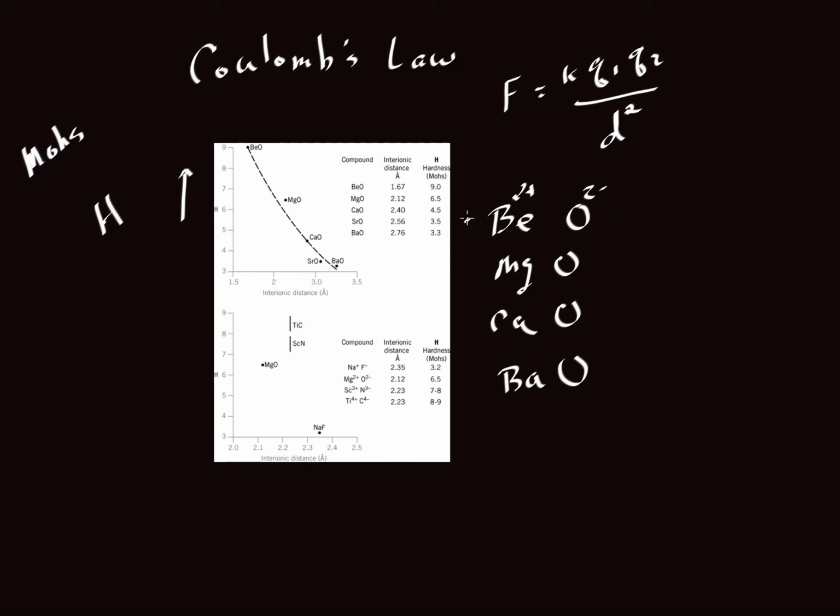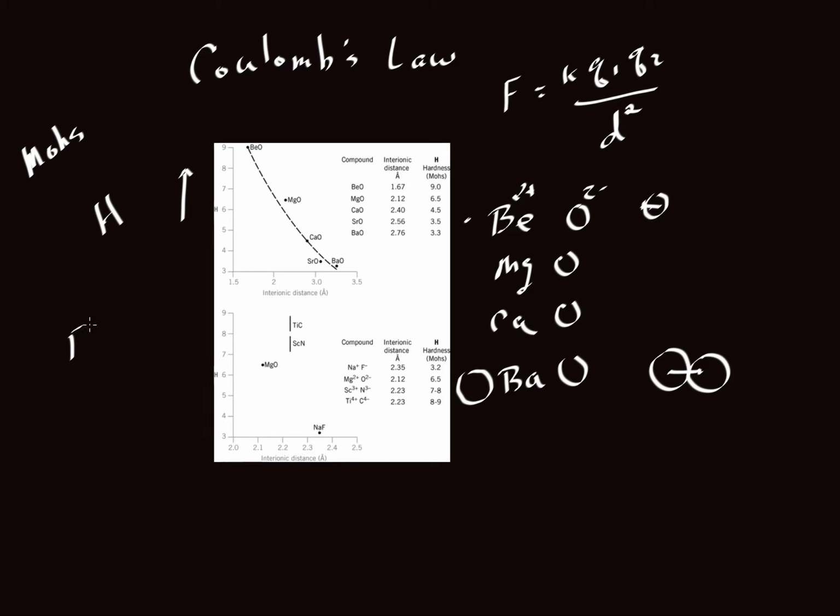The beryllium atom is very small. The barium atom is very large. And so the interatomic distance here is going to be much greater than the interatomic distance here. And so with a larger distance, we get a smaller force. But in this case, instead of comparing the melting points, this guy is being measured for its hardness. How easily can we scratch it?